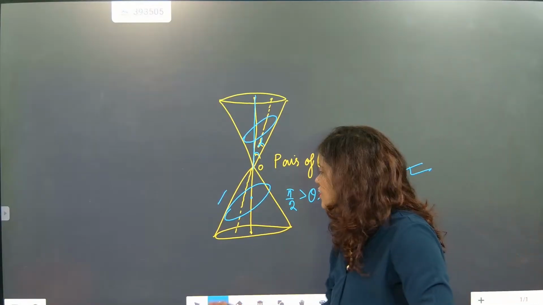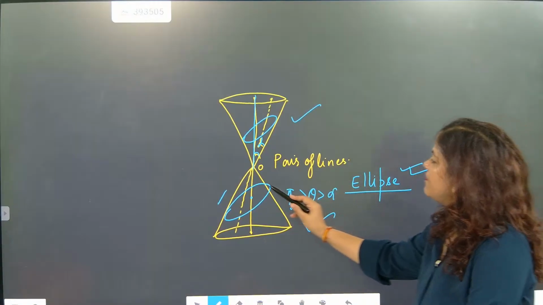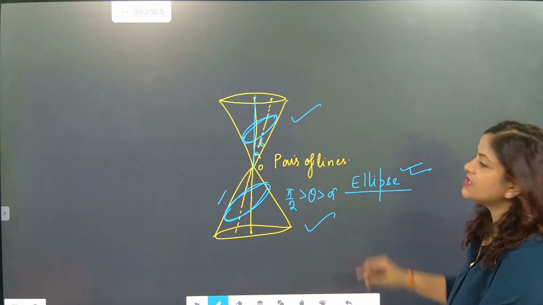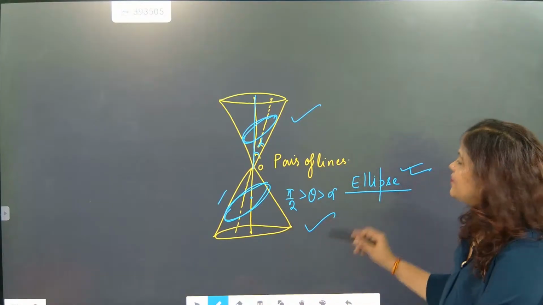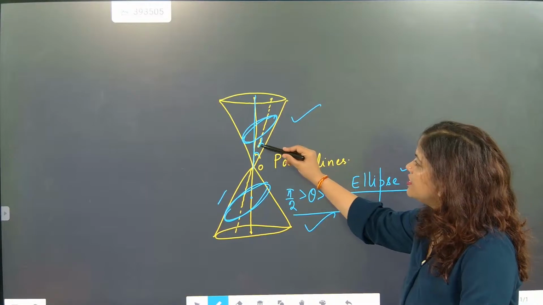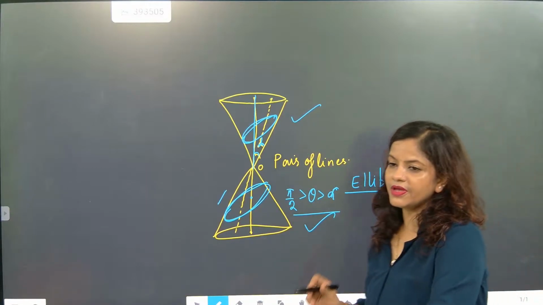I will explain every part. Here there are two cones, and they are cut with some axis. This will be considered an ellipse. For an ellipse, the angle with which it is cut should be greater than alpha and less than 90 degrees. So this is coming as an ellipse.